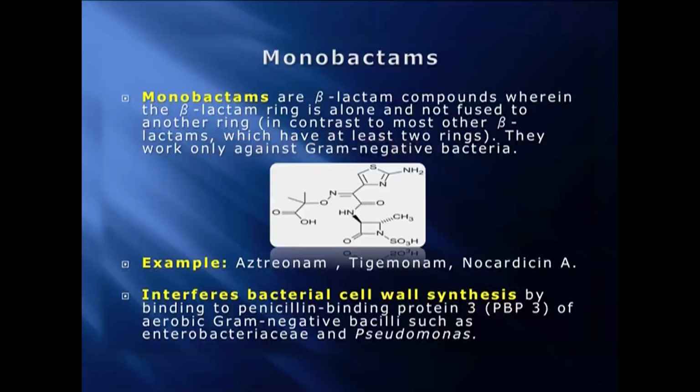There are a few names given. For example, nocardicin A is a very common monobactam antibiotic. Now, it interferes with bacterial cell wall synthesis. They are all beta-lactams. They all inhibit bacterial cell wall synthesis. But in the case of monobactam, we find that they inhibit cell wall synthesis by binding to penicillin binding protein 3, or PBP3, of aerobic gram-negative bacilli such as Enterobacteriaceae and Pseudomonas.